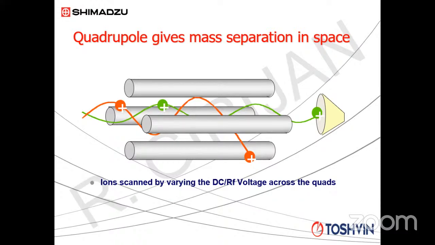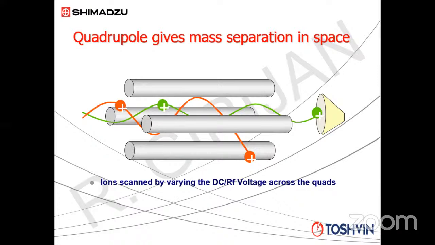It will have a very, very stable trajectory. It will move through the space between these four rods without touching them, and finally it will go to the detector. On the right-hand side, you can see something like a cup. That is the detector. The green line is the trajectory of a stable ion. It passes through the space between the four rods without touching them and goes to the detector. So we have successfully taken out one ion from the ion source.